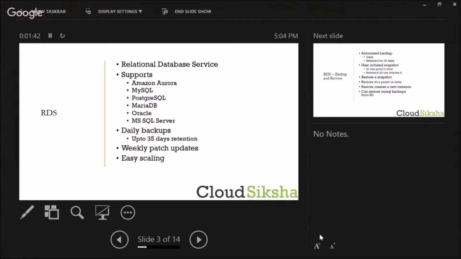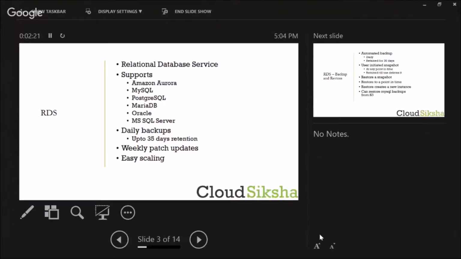Now, relational database service, as you would know, is a service which is set up for you. A database is set up for you by Amazon. Now, Amazon sets up a database. Which database? Well, it sets up Amazon's Aurora database or MySQL database, PostgreSQL, MariaDB, Oracle, or Microsoft SQL Server.